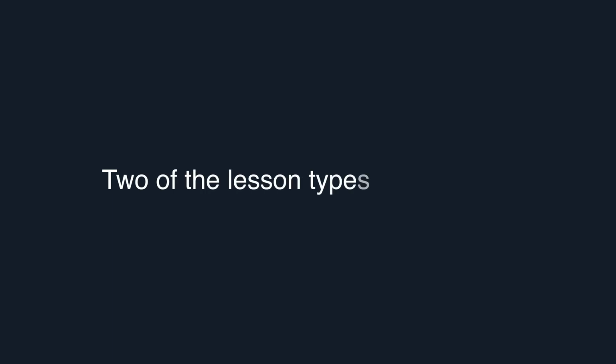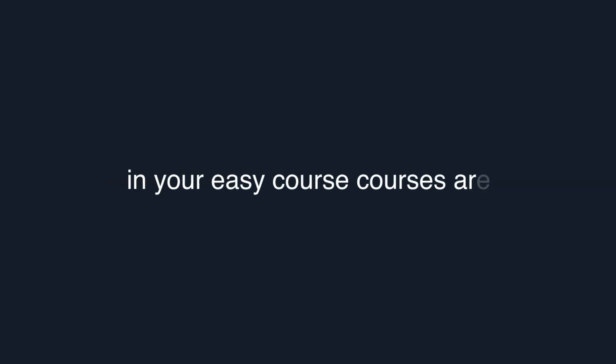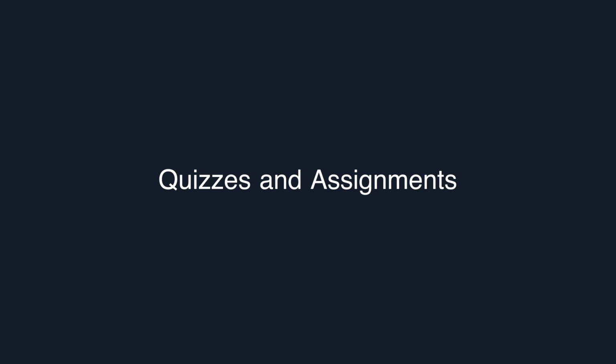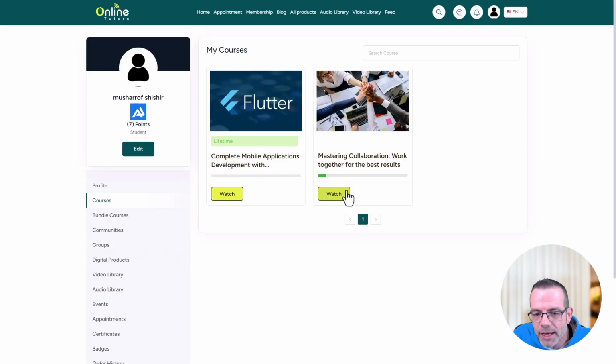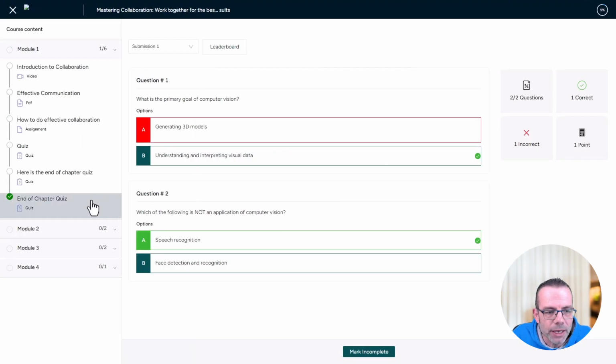Two of the lesson types you can use in your EzyCourse courses are quizzes and assignments. And in this lesson, we're just going to look at a bit more detail of both of those areas. So in my example course here, I'm going to open it up and I'm just going to remind you what a quiz looks like. So this is an example of a completed quiz.